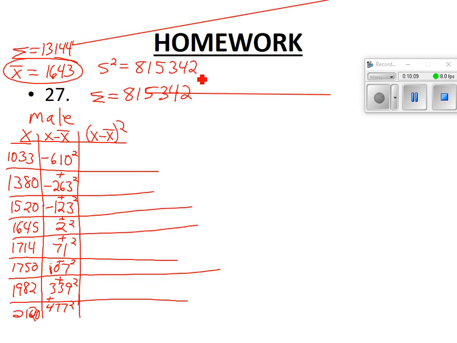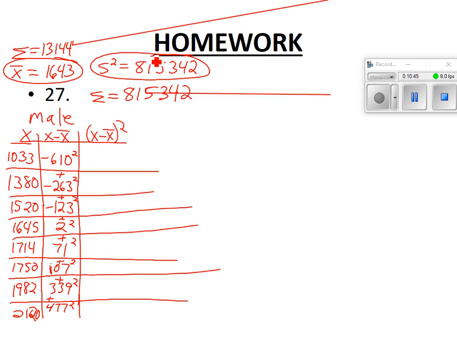Is that S? What's it stand for? We should have taken that vocab quiz today, like I said. S squared stands for sample variance. So that's the variance. Now, one of the questions on the homework asks why the variance is not used as much as the standard deviation. We look at that number. Does that really help us when we're talking about the male scores for SAT, 815,342? Does that really mean anything? No. Doesn't seem like it, right?